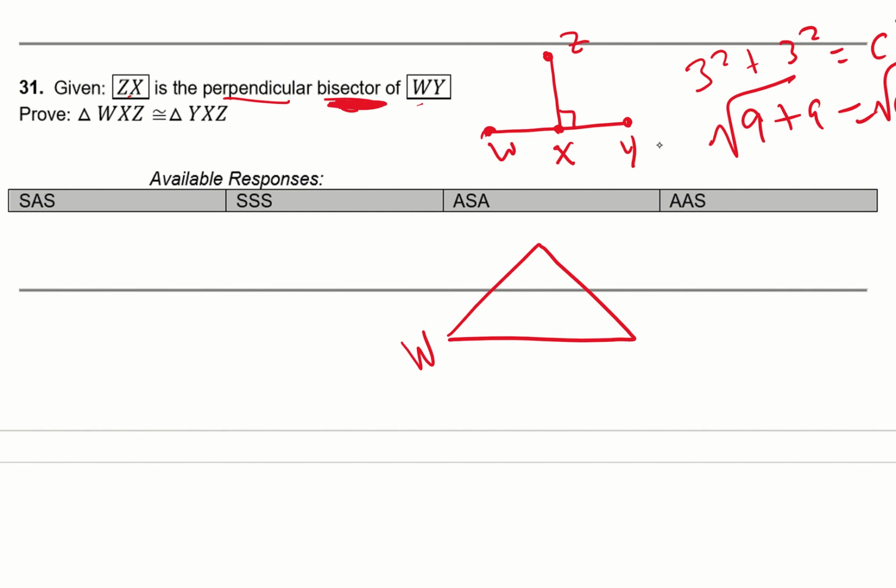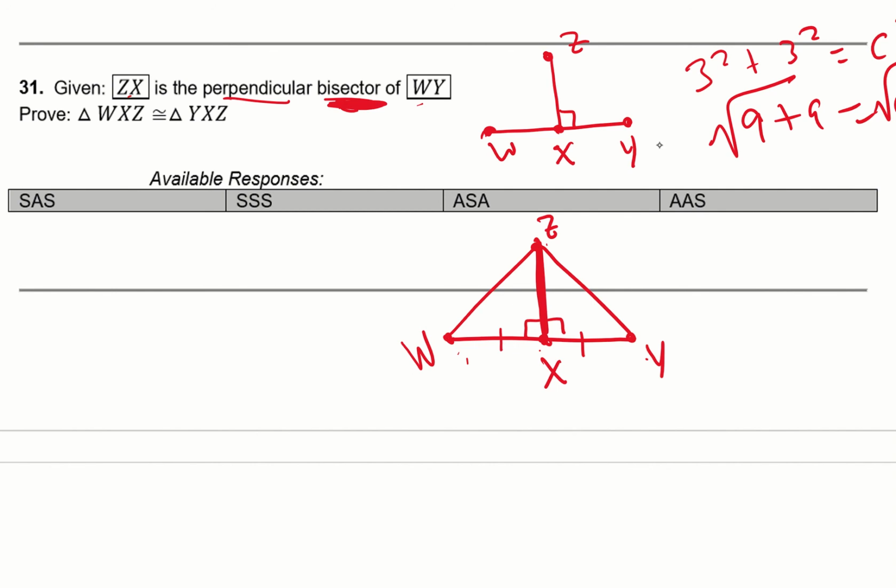And so it looks like this. If this is W, this is going to be Y, and so X has to be here, and so this is Z. So it's basically cutting it this way. So we got triangle WXZ, and then we have this other triangle XYZ. And so this is a 90 degree angle, this is a 90 degree angle, and this is cut in half because it's a bisector, and so those two have to be the same.